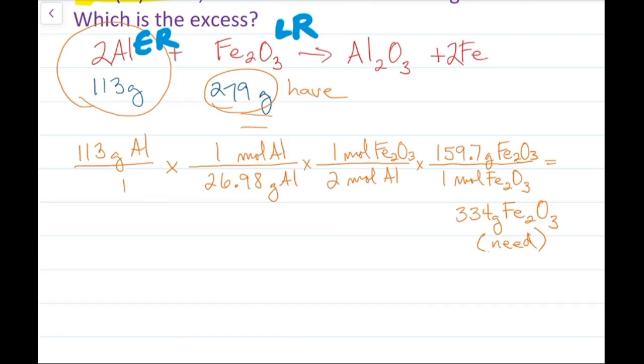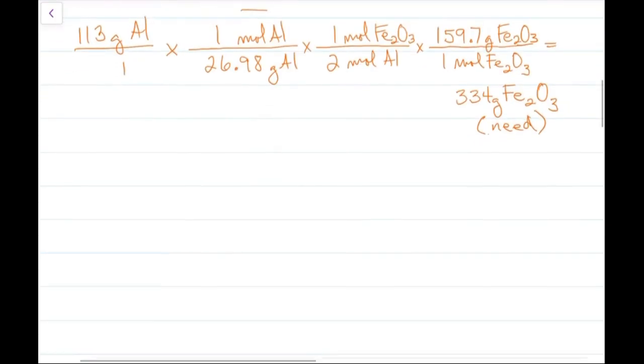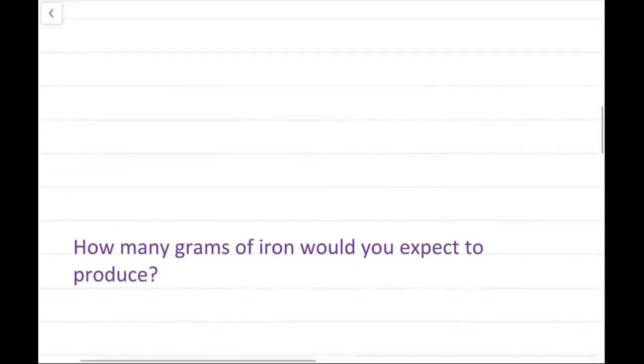Let's say I'm interested in knowing how many grams of iron I'm going to make in this situation. Would you use the 113 grams of aluminum to calculate that? Or would you use the 279 grams of iron 3 oxide? Okay, so hopefully you're saying that you would use the limiting reactant, the one that runs out determines when the reaction stops. So hopefully you said 279 grams of iron 3 oxide. And so let's go ahead and do that one.